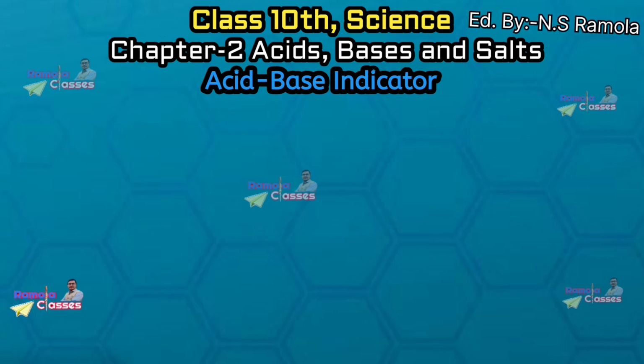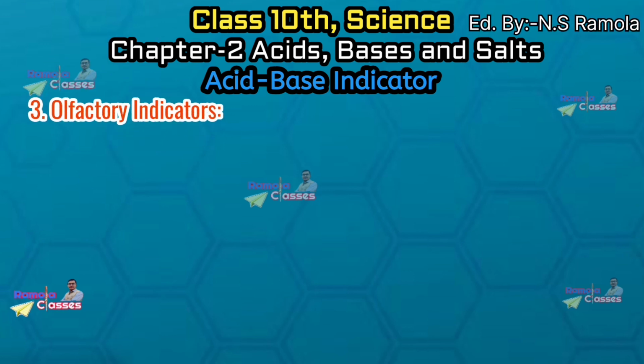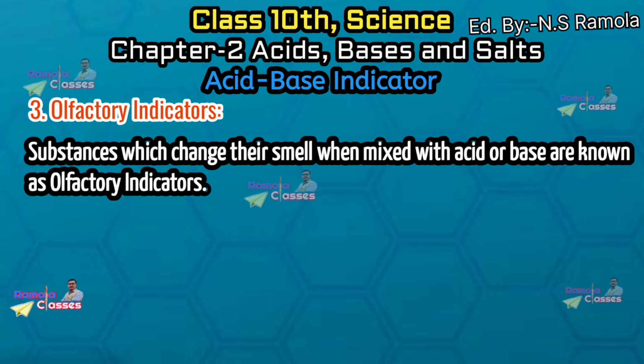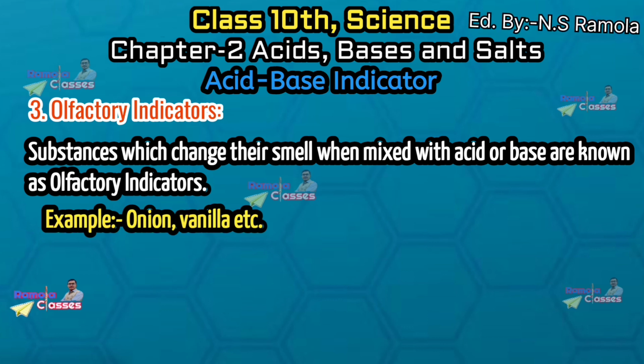Now, the third one is the olfactory indicator. What is an olfactory indicator? Substances which change their smell when mixed with acid or base are known as olfactory indicators. Examples are onion and vanilla.